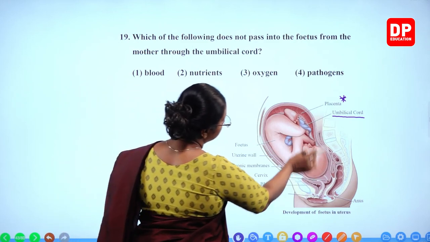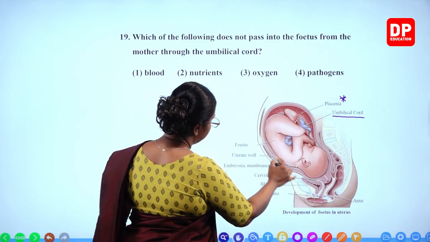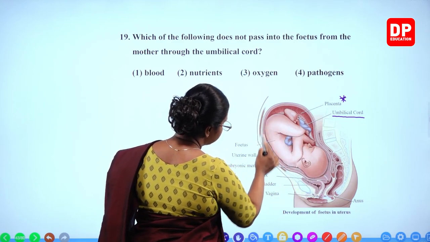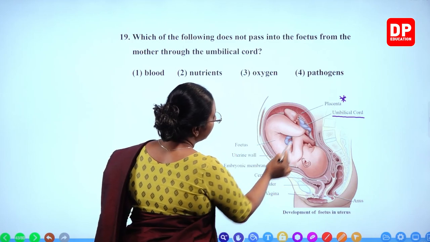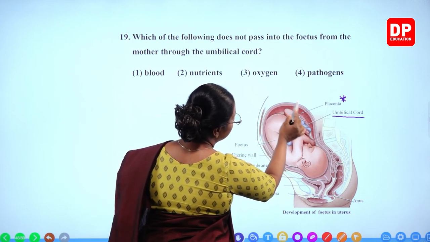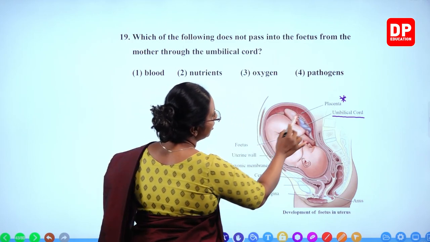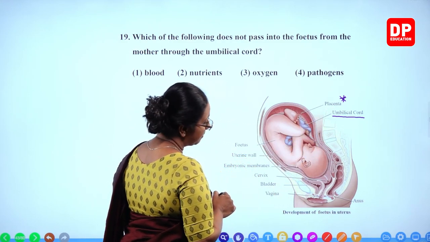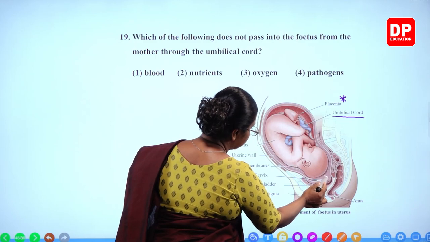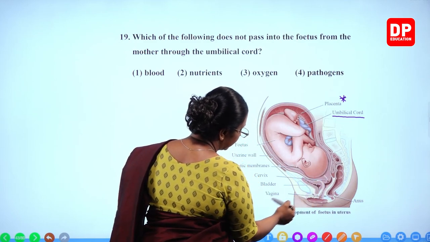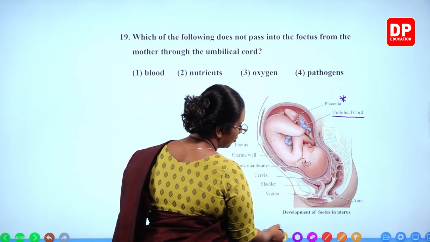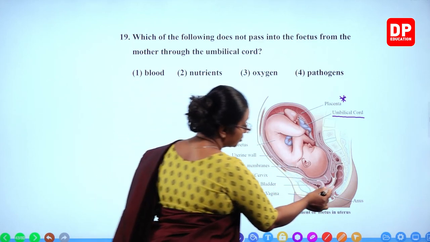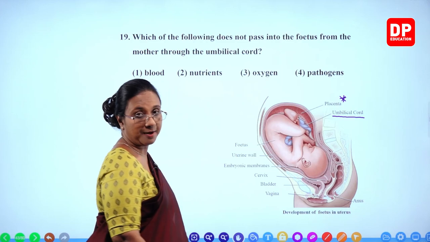So here in the diagram, you can see the fetus is here, then the uterine wall. From that you can see the embryonic membrane, and where the embryonic membrane is connected to the uterine wall, you get the placenta. From the placenta you get the umbilical cord, and then here the cervix, the bladder, and the vagina are shown. Through this the fetus has to come out, and you can also see the anus there.